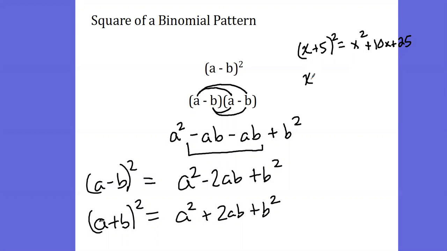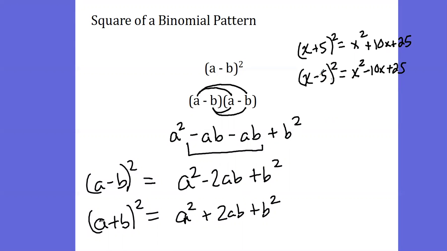If I make one little change to my problem, and I want to look at the quantity of x minus 5 squared, notice that all of these parts are exactly the same with the exception of this sign. The quantity of x minus 5 squared will just be x squared minus 10x plus 25.